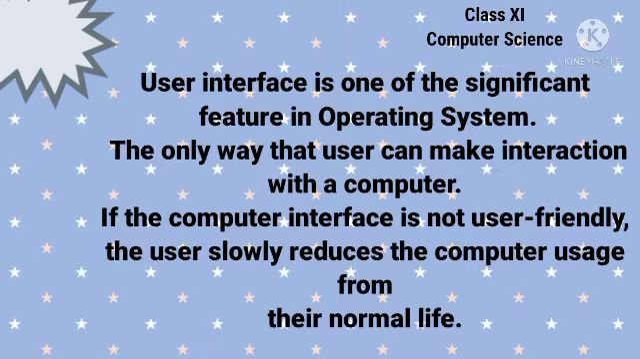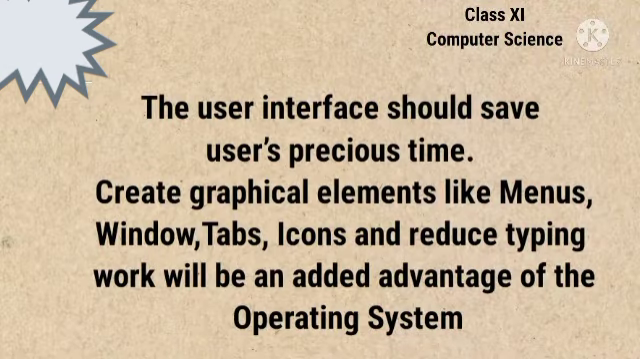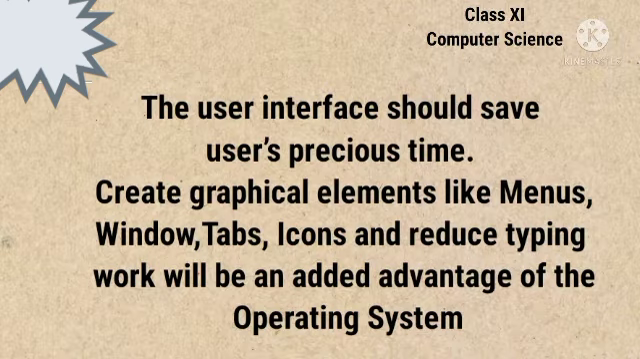If the computer interface is not user friendly, what will happen? The user slowly reduces the computer usage in their normal life. So user interface is one of the most significant features in an operating system. The user interface should save users' precious time. Creating graphical elements like menus, windows, tabs, icons, and reducing typing work will be an added advantage of the operating system. So it helps to save time and also reduces the typing work.